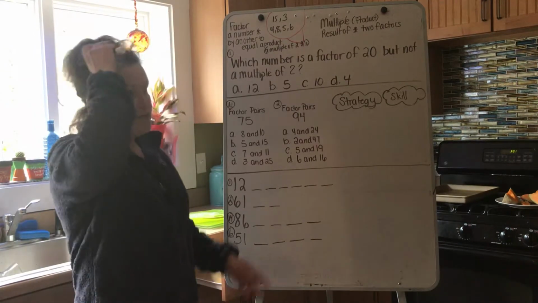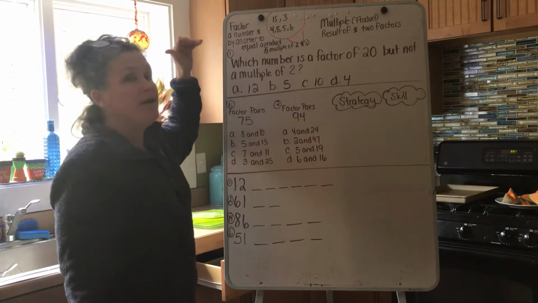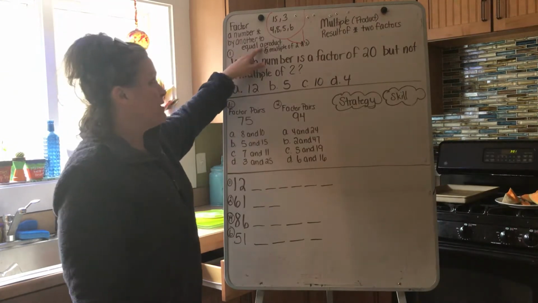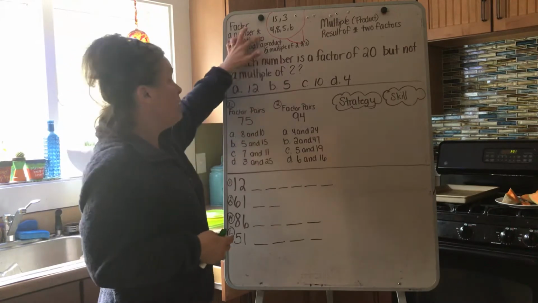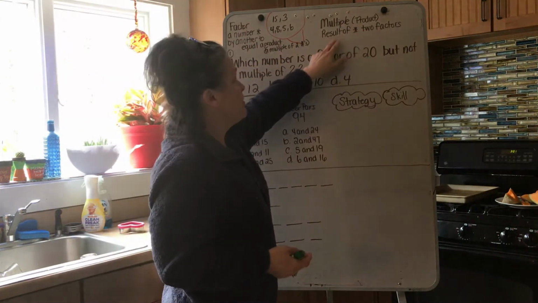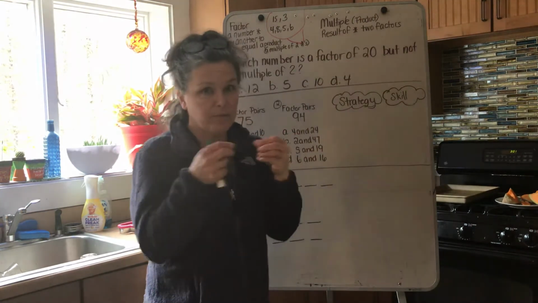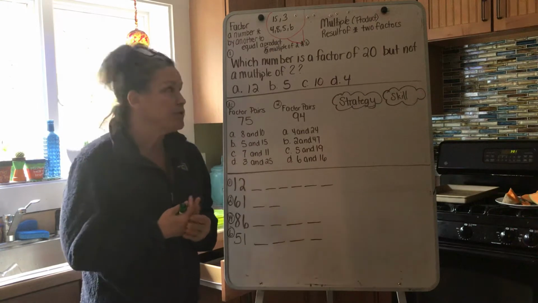As a reminder, a factor is a number that is multiplied by another number to equal a product. That product then in turn becomes the multiple of those two numbers. So a multiple is just a product, the result of two factors being multiplied together. Those terms, people mix them up sometimes, especially when you first learn them.